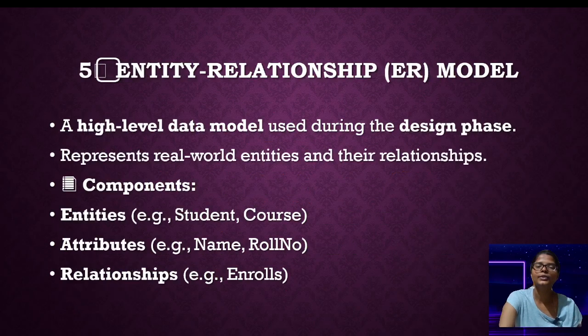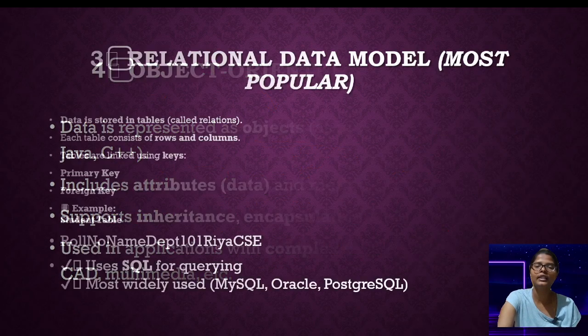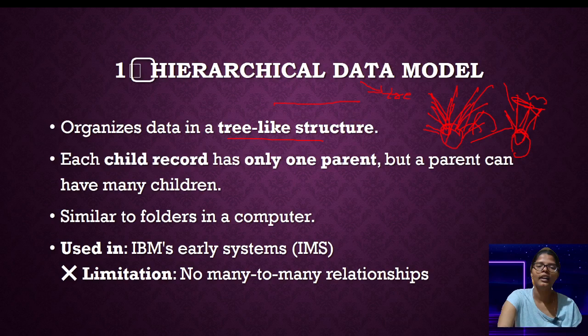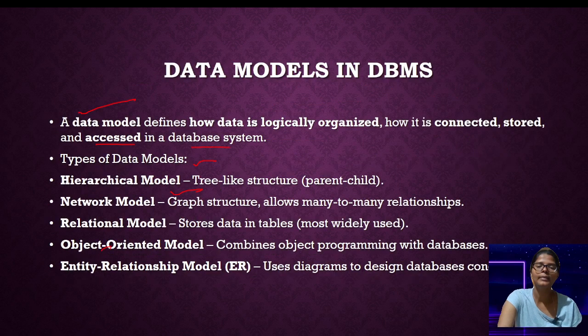So these are the types of models in DBMS, and how the data is arranged in the database. Hierarchical means one to many. Network model means many to many. Relational database uses SQL. Object oriented model stores data in the form of objects. Entity relationship model uses entities and relationships. Okay, this is about database data models.